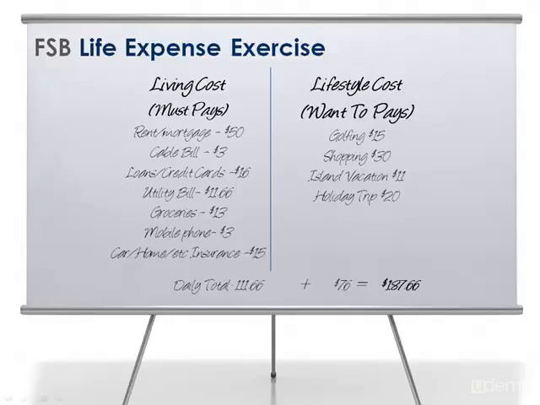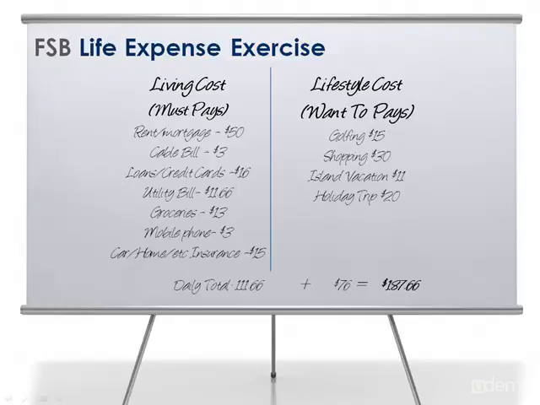You add those two up, you add them together, and you get a daily total of $187.54. Now, this is just an example from a little while ago of what my expenses look like, give or take a few dollars. And basically, $187 a day pretty much covers everything. Covers everything, including the holiday trip and the island vacation and golfing with my buddies.